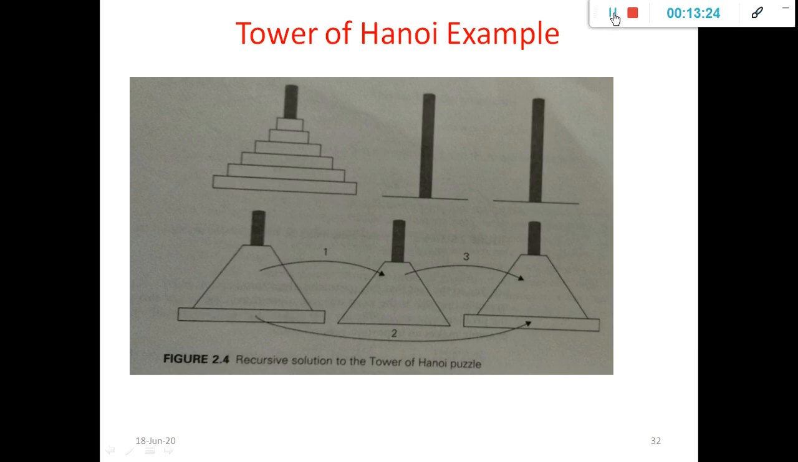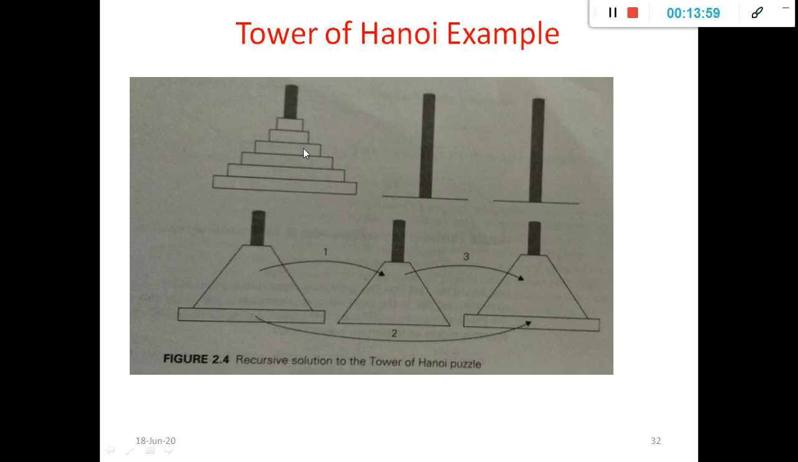Then let us see one example of a recursive algorithm, the Tower of Hanoi example. In the Tower of Hanoi you are given a tower with n number of disks, and all the disks are arranged in ascending order, that is, the topmost disk has the lowest weight compared to the next level disk, as shown in this diagram.